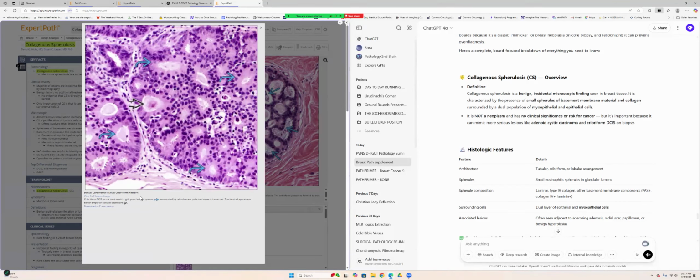Ductal carcinoma in situ, cribriform pattern. Cribriform DCIS forms lumina with rigid, punched-out spaces, like here, surrounded by cells that are polarized towards the center. The luminal spaces are either empty or contain secretions.